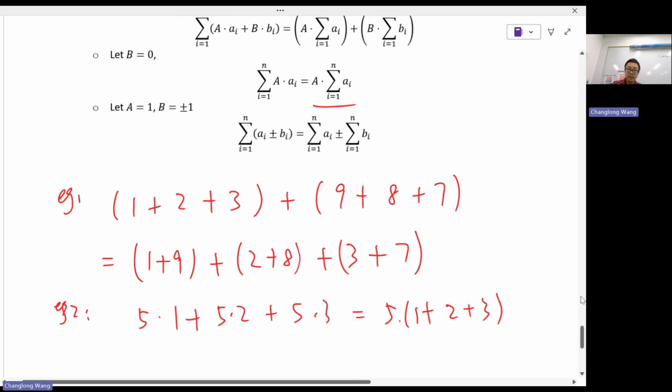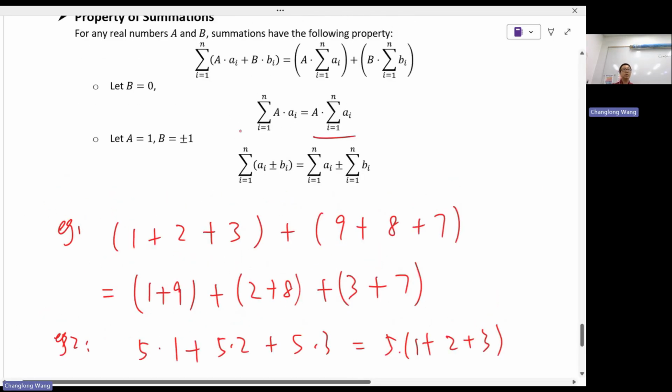By the way, the name of the property in this conclusion is called the distributive property. Right? So you distribute a 5 or factor it out. So when you put these two together, you get this fancy form. That means the sum has distributive and associative property.